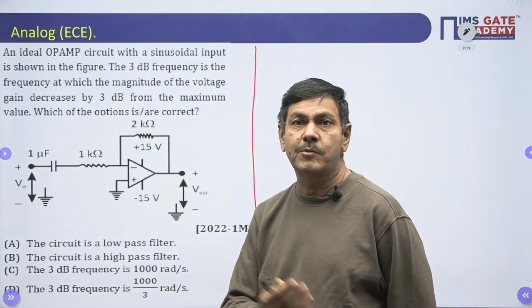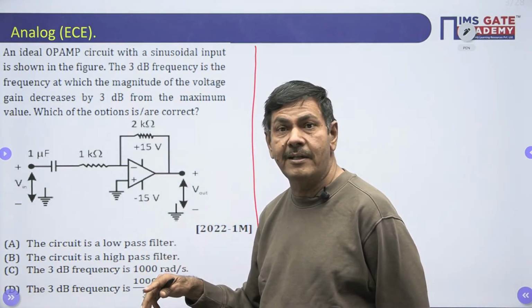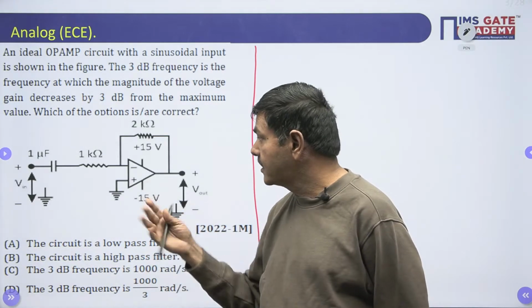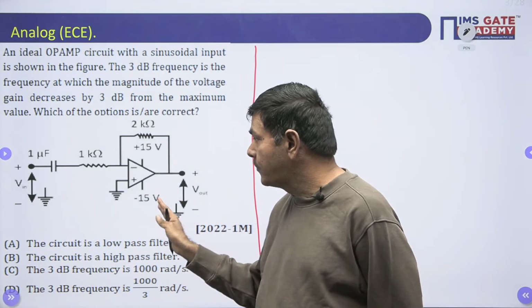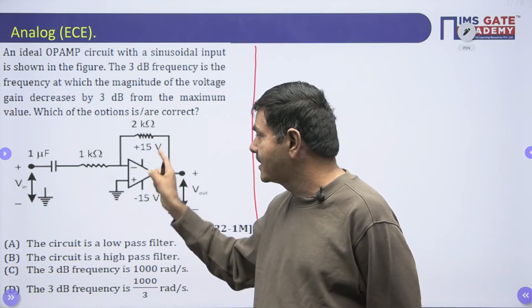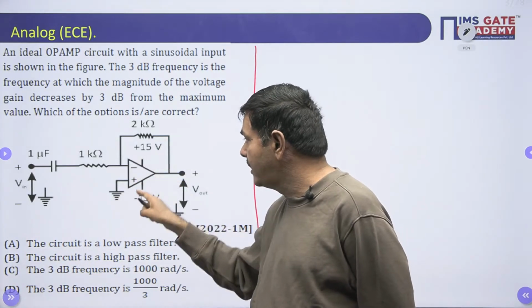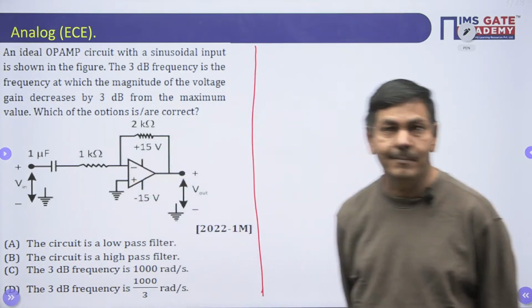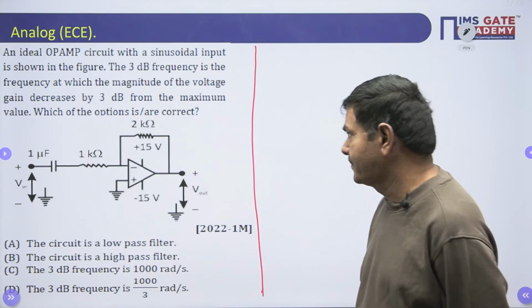Mostly you can find passive filters in analog circuits, for example after rectifier circuits, which are entirely different. But this is not a passive filter. I can say surely it is an active filter only. Why, sir? Because we have the active element, the operational amplifier. So first of all, how to identify the type of filter?